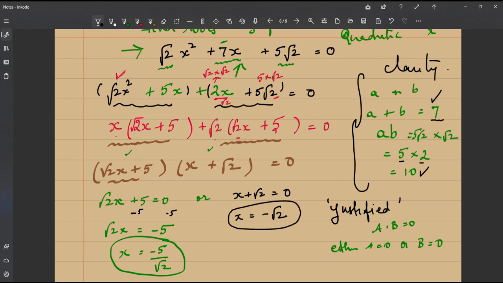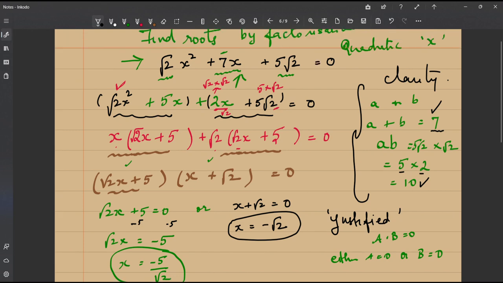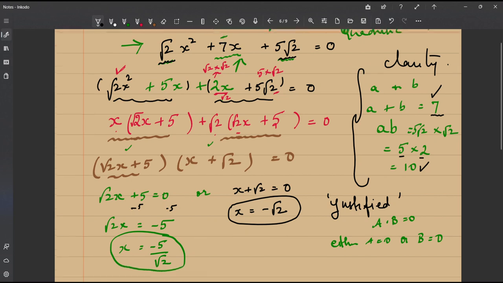So now we have factorized and we have found the roots of the quadratic equation, which actually appeared to be slightly difficult because it had some square root numbers in it, but we have done it very easily.